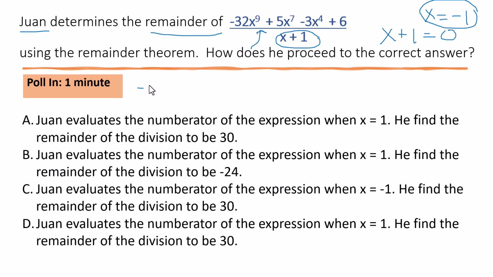So this is going to be negative 32 times negative 1 to the 9th power plus 5 times negative 1 to the 7th power minus 3 times negative 1 to the 4th power plus 6.